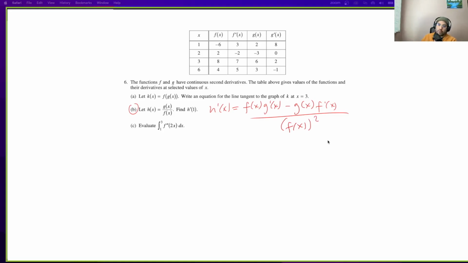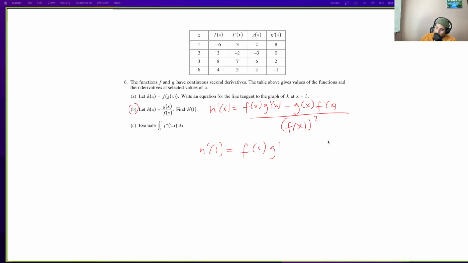I like to always remember this as low d high minus high d low over low low. It's everyone's choice on how they want to memorize it. But that's the derivative using quotient rule. And now all we have to do is find h prime of 1.